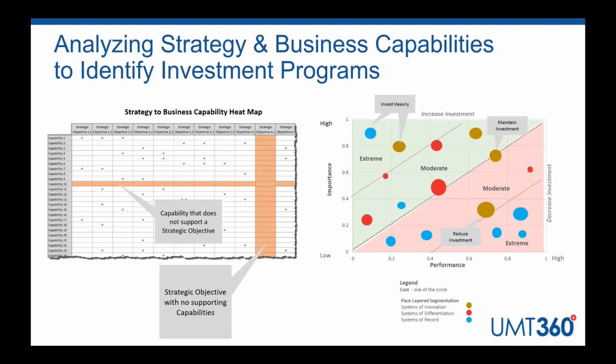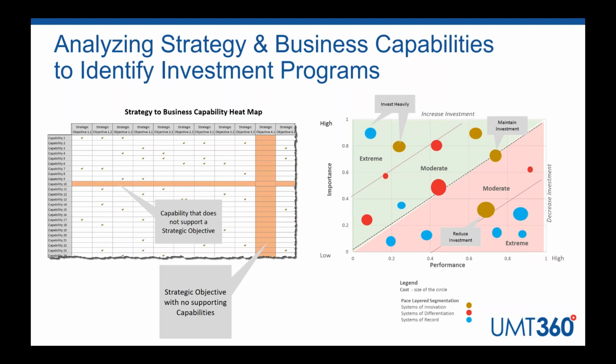So first, analyzing strategy and business capabilities to generate or identify investment programs. We talked about this already to a degree, how you can use the assessment of strategy and the performance of our overall business capabilities to generate the right demand. And in this first heat map here, as part of the capability-driven investment approach, we need to understand the mapping between our key business strategies and the capabilities that ultimately allow us to execute.